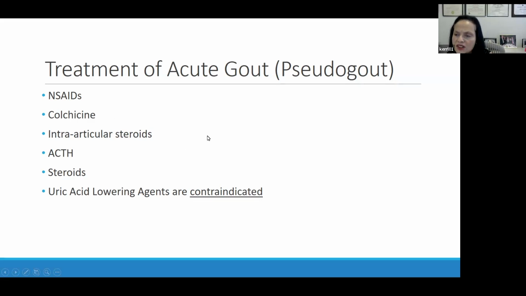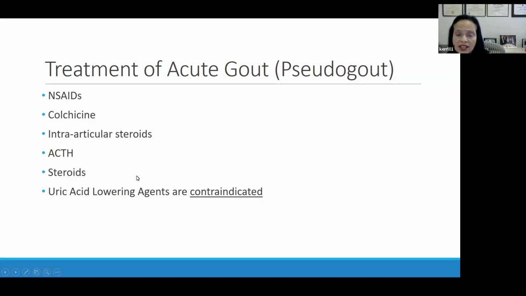Intra-articular steroids are an effective, safe topical therapy, but it only works if you have 1 or 2 joints. You can't inject multiple joints, and you have to be absolutely convinced that you have ruled out septic joint in the joint that you're going to inject. ACTH was a very effective therapy, worked faster and was more effective than steroids, but has been taken off the market. It's back again as Acthar gel for use in myositis, and it's thousands of dollars. So we're not using it for acute gout.